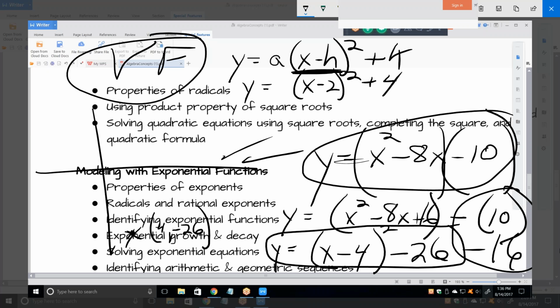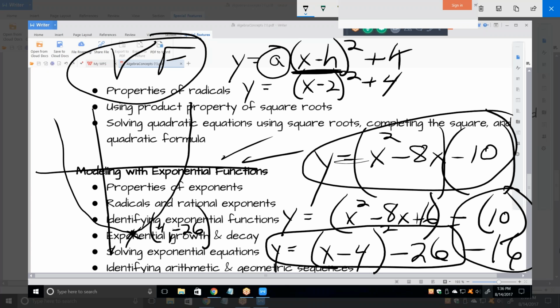Now, which way does the parabola open? Does it open up or open down? What is A? It all depends on whether A is positive or negative. If A is positive, it opens up. If A is negative, it opens down. In this case, what is A? 1. Correct. Positive or negative? Positive. Does it open up or does it open down? Up. Okay. So this is what my parabola looks like.